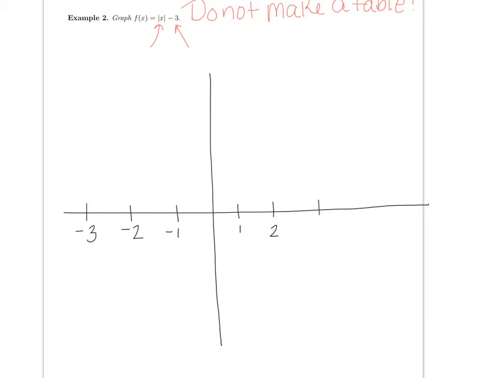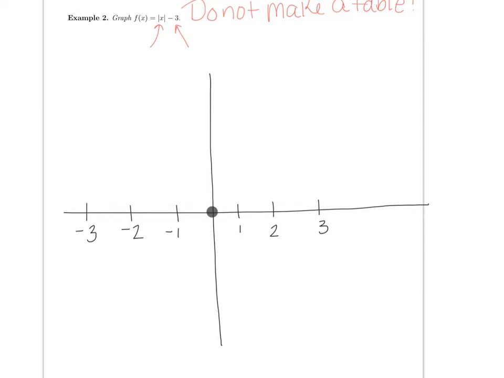And the first thing that we'll do is we will graph the absolute value function that we talked about on the first page. And so we can easily go point by point. We don't have to make a table. We know that if x equals 0, then the absolute value of 0 is just 0, right? So we have a point at the origin.